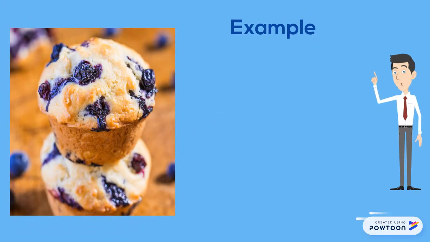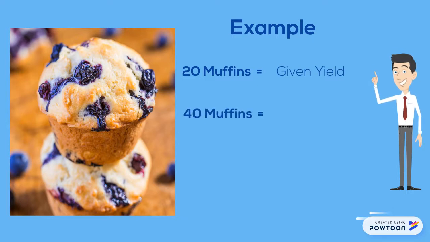To use a simple example, we have a recipe for 20 blueberry muffins. The 20 represents the given yield. If we wish to create or make 40 blueberry muffins, that is our required yield.